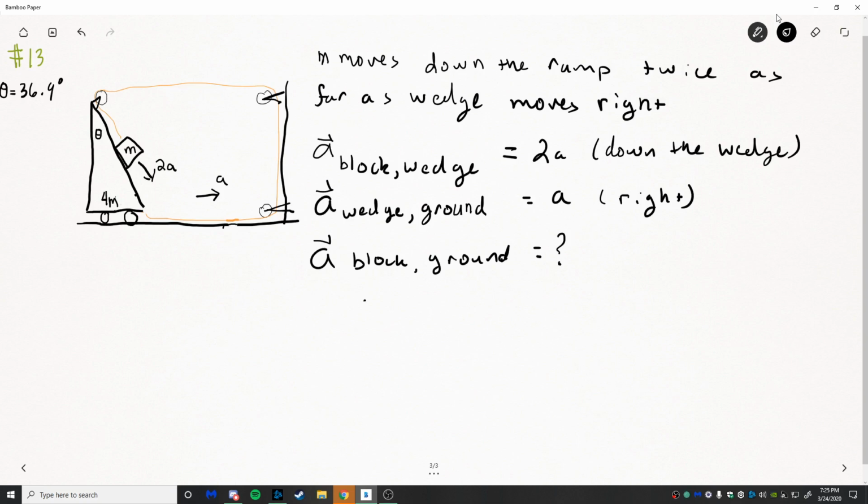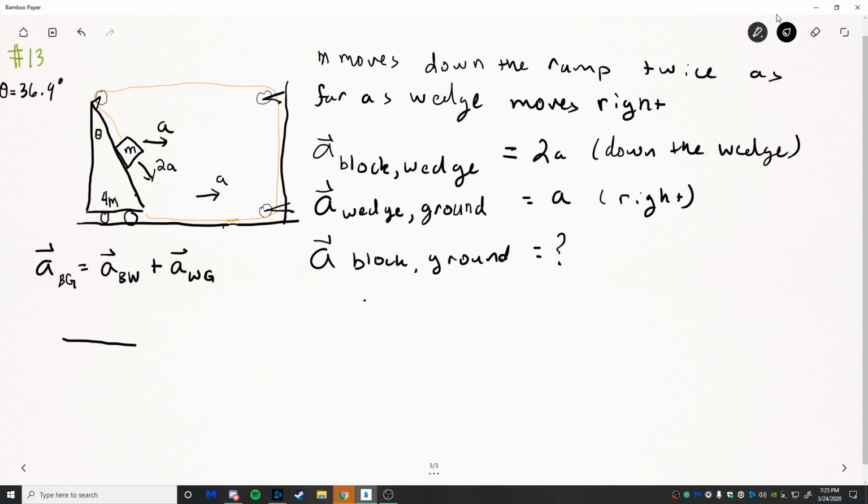Because that's basically what our equation says. We can write the following acceleration equation: a block ground should be equal to a block wedge plus a wedge ground. And we've got those all here, right? So we can find this by combining this vector and this vector. Does that make sense? Technically, this block is also moving to the right with an acceleration a at the exact same time. It has two accelerations, at angles that are not right angles to each other.